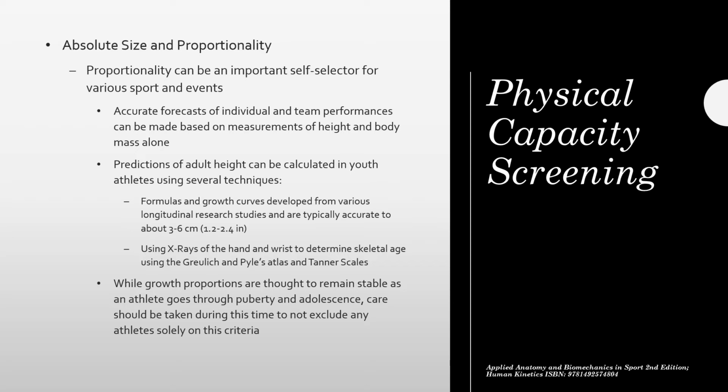We also know that growth proportions are kind of thought to remain stable as an athlete goes through puberty and adolescence. So even though we're going to have legs lengthen before arms and arms lengthen before torsos, your general proportions as a human being tend to stay the same as we go through puberty and adolescence. But we want to take care that during puberty and adolescence, we don't exclude any athletes solely based on absolute size and proportionality criteria. A good example of this is my roommate from college.